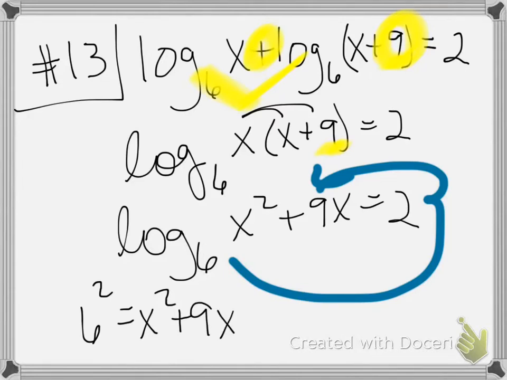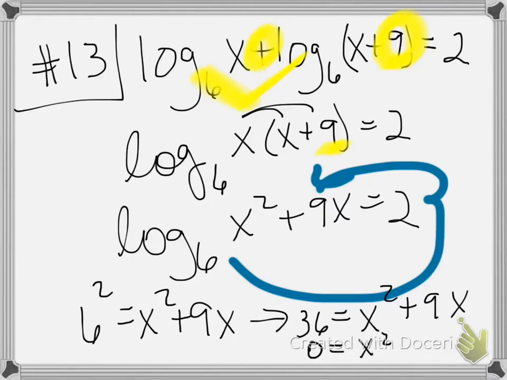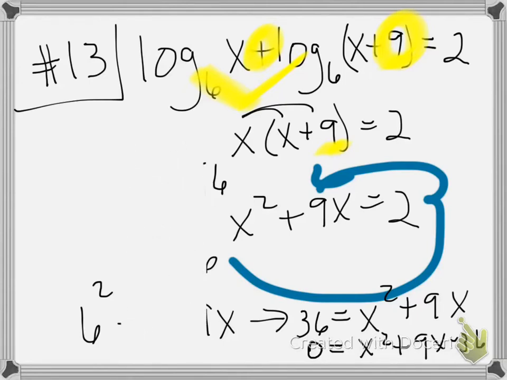So 36 equals x squared plus 9x. I'm totally out of space. So I'm going to go ahead and subtract the 36 to the other side and make this be 0 equals x squared plus 9x minus 36. And then I need to factor that x squared plus 9x minus 36. And I don't have space on my next page, so I'm going to erase a little bit over here so that I can work that out for you.